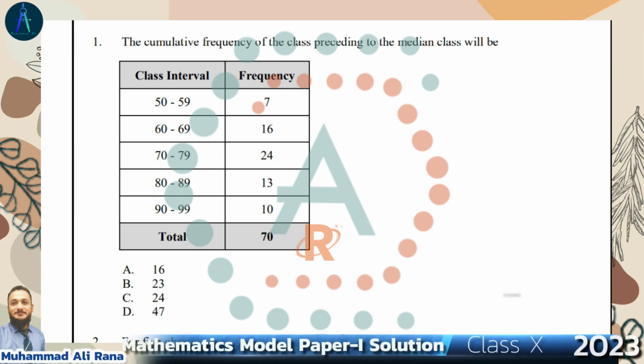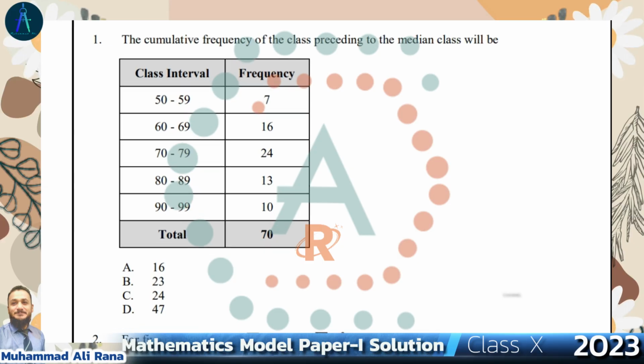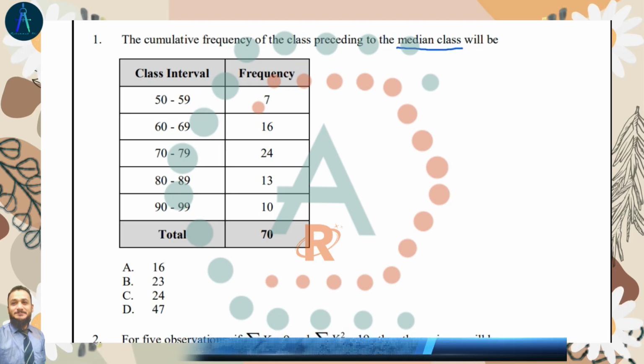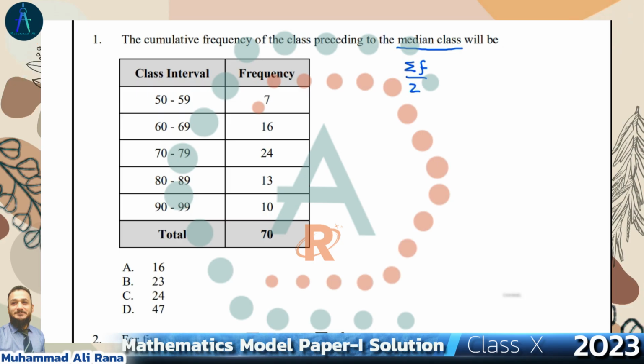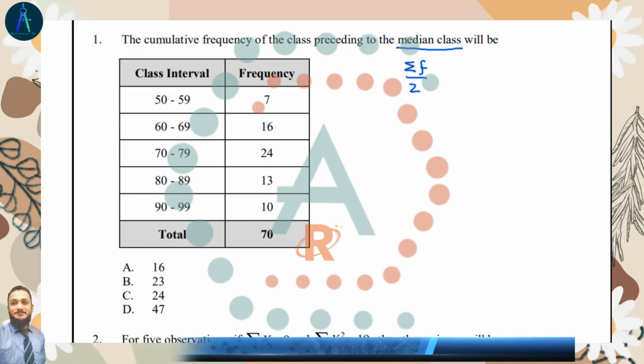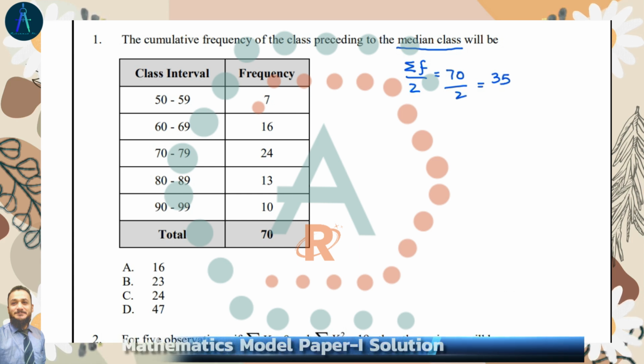The cumulative frequency of the class preceding the median class. So let's find out the median class first. So what is median class? To find median class, sum of f should be divided by 2. So if we divide the summation of frequency, sum of f is equal to 70, and 70 divided by 2 will be equal to 35.